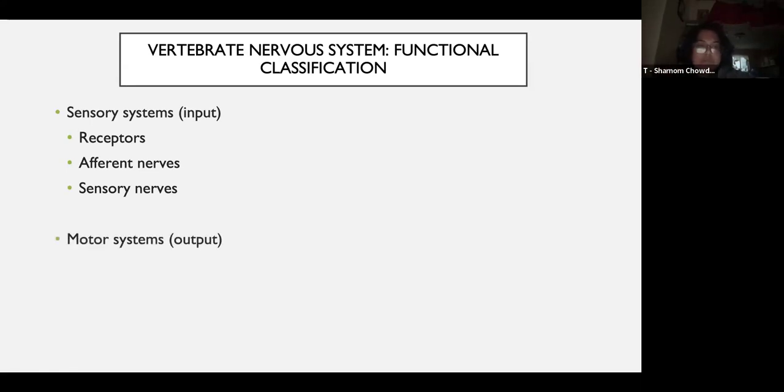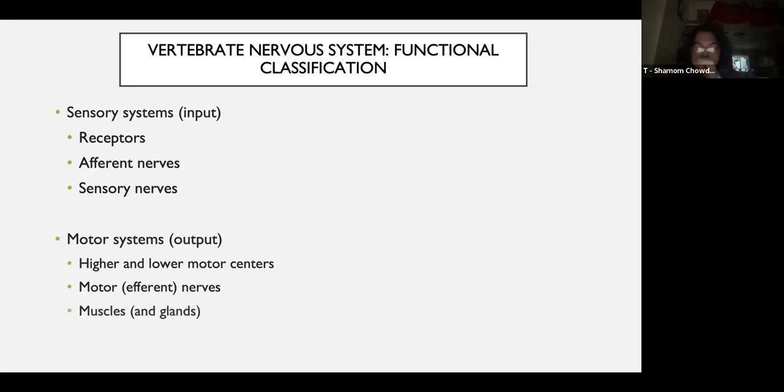Motor systems are your output. You have higher and lower motor centers. You have motor nerves or efferent nerves that are exiting the brain and telling your limbs, etc., what to do. And then it's also your muscles and glands.